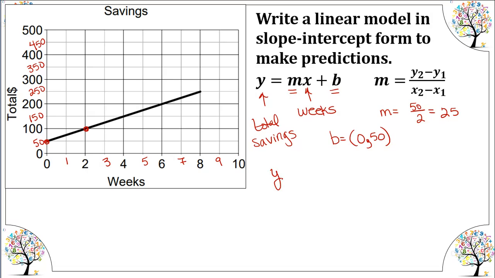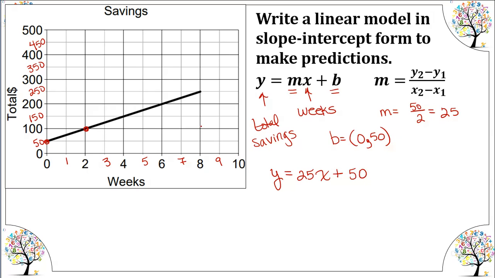So altogether, our equation, our linear model to represent the total amount of savings, is y, the total amount, equals 25 per week, x, plus the initial amount of $50.